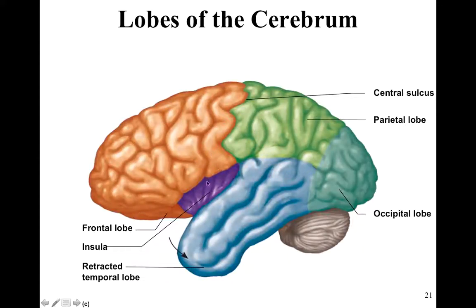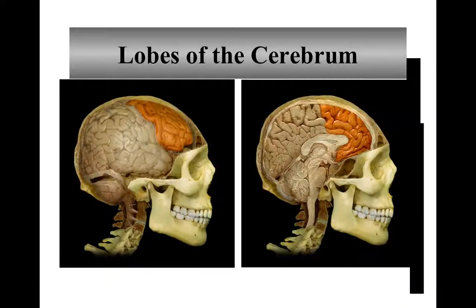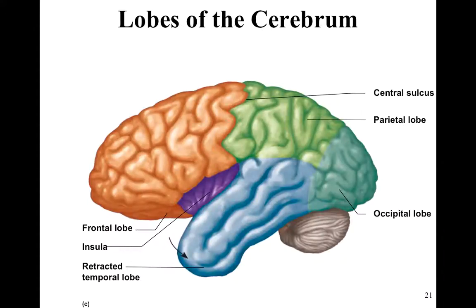The other one, it's a little easier to see here, is this insula. The insula is a deeper portion of the cerebrum, and it's not really well understood everything it does, but one of the things it does is it has some association areas for taste. All within the cerebrum, though, especially these areas.